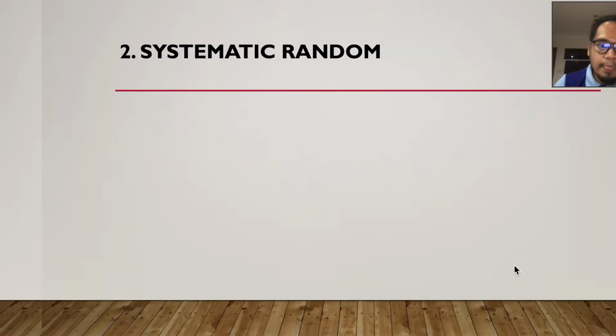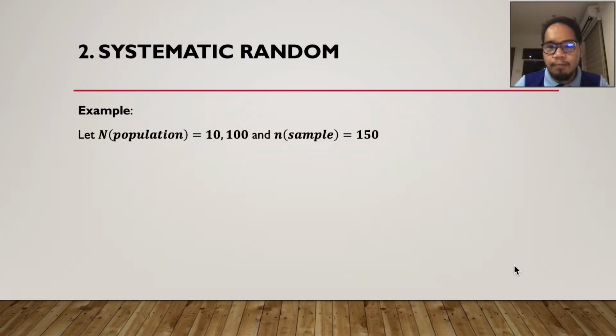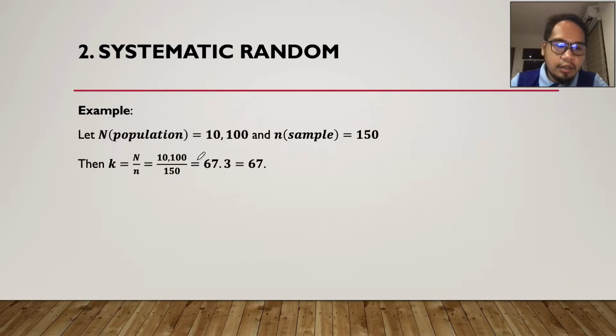To give an illustrative example, let's say your population size is 10,100, and the sample that you need is only 150. To get your k, your interval, you divide big N over small n, population size over sample size. This is equal to 10,100 divided by 150. This will give you 67.3. We don't have a 0.3 person, so round it off to simply 67.